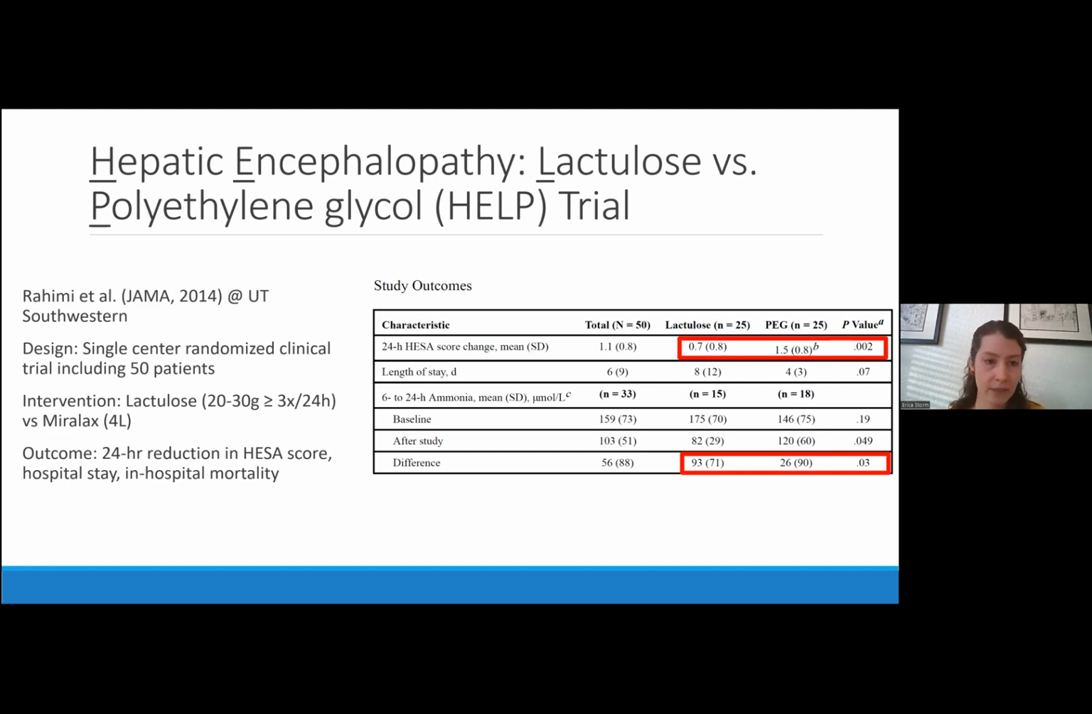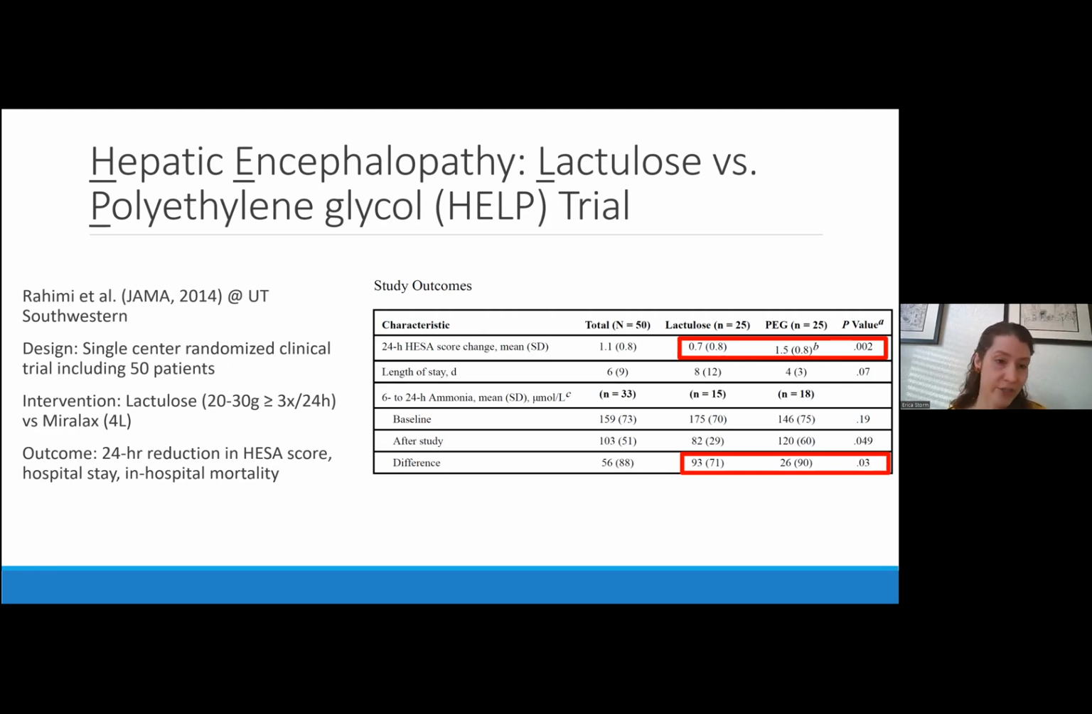But because, as Nikki was saying, patients really don't like the taste of lactulose, and if they prefer Miralax, which per this trial, it sounds like people were able to tolerate 4 liters of Miralax, which I find hard to believe. But if they tolerate it, the real goal is just to get them to poop early, poop often.